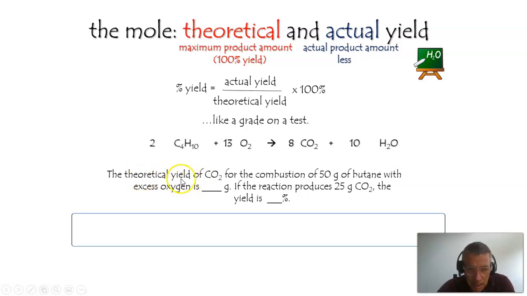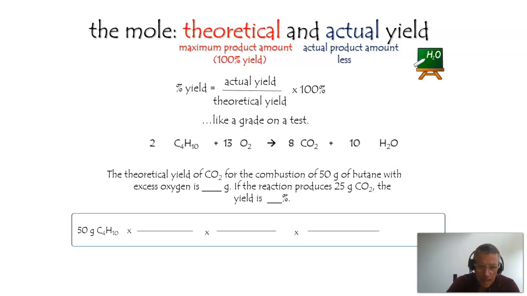And let's try that. The theoretical yield of carbon dioxide for the combustion of 50 grams of butane with excess oxygen. That means it's not a limiting reactant problem. We've got plenty of oxygen. They're telling you the limiting reactant is butane. The actual yield is 25 grams. Let's find out the percent yield. Okay, what do we start with? We should start with our 50 grams of butane and see how much CO2 it can make. Draw your 3 lines. Also add your equals blank grams of CO2.